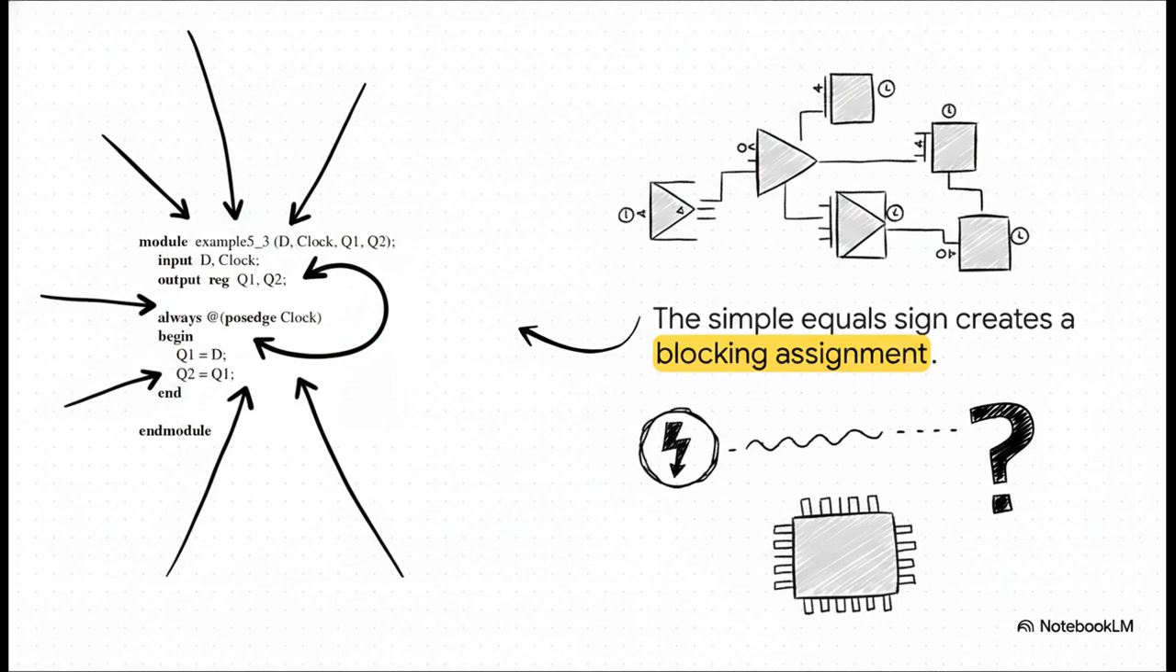The Verilog compiler evaluates these statements sequentially, in the exact order they're written, line by line. So Q1 gets the value of D, and then immediately after that, Q2 gets that newly updated value of Q1. Now, in a normal programming language like Python or C, this makes perfect logical sense. But in hardware, this simple little equal sign is about to cause a massive structural headache.